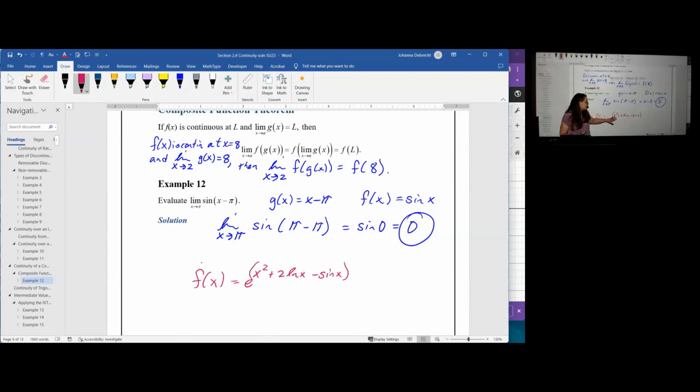X squared is defined everywhere. Natural log is only defined on 0 to infinity. Sine of x is defined everywhere. E to a power is defined everywhere. So natural log is going to restrict our domain to be from open 0 to infinity.